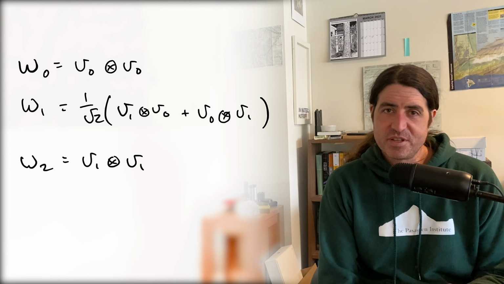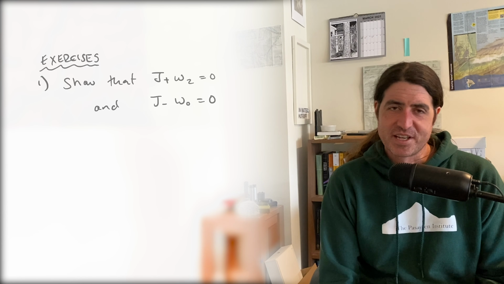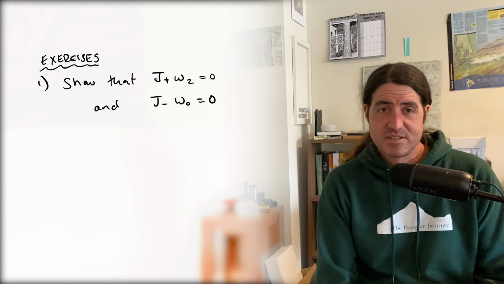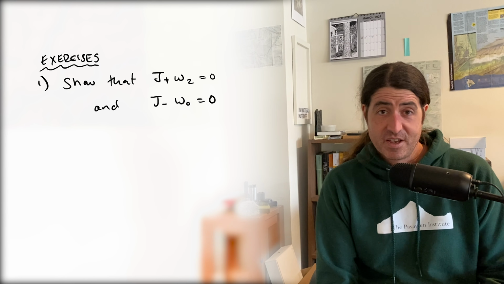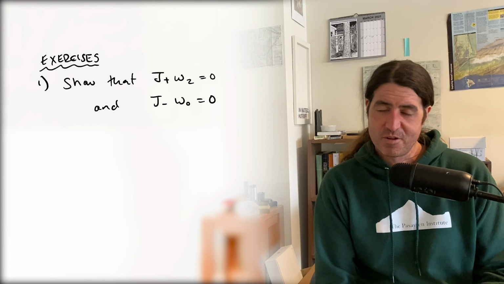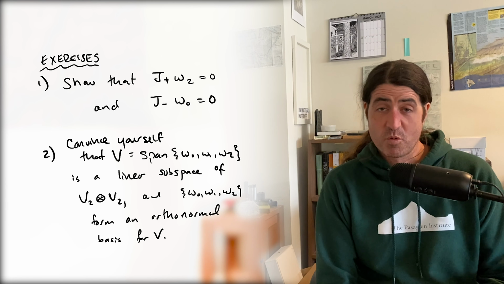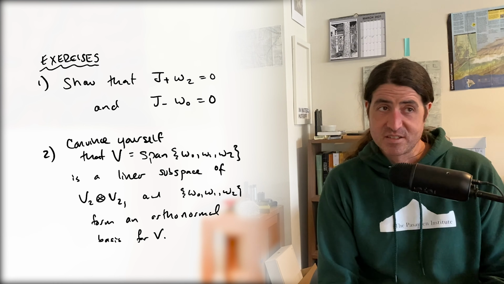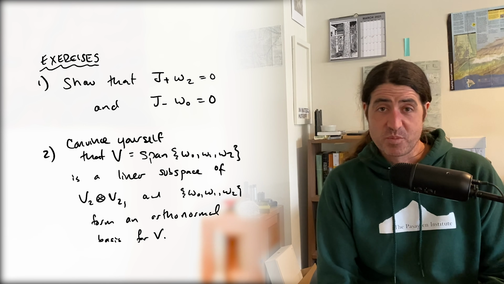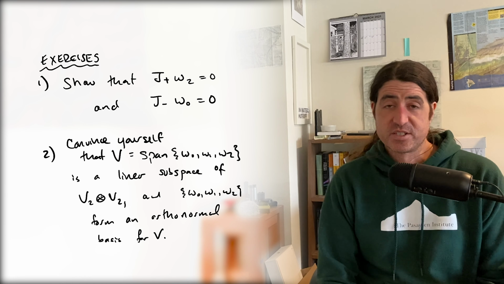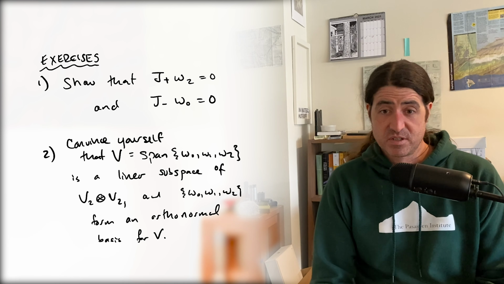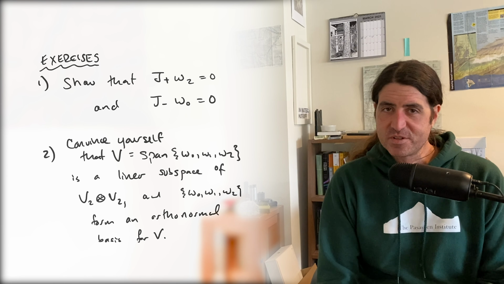So here I'm going to leave two things for you as an easy exercise. The first is that J plus on W2 is 0, and J minus on W0 is also 0. And secondly, that these W's form an orthonormal basis for a subspace, so let's call it V, of the tensor product V2 times V2. Right, so V, the span of the W's, is not quite the full tensor product V2 times V2. There's one orthogonal dimension missing.